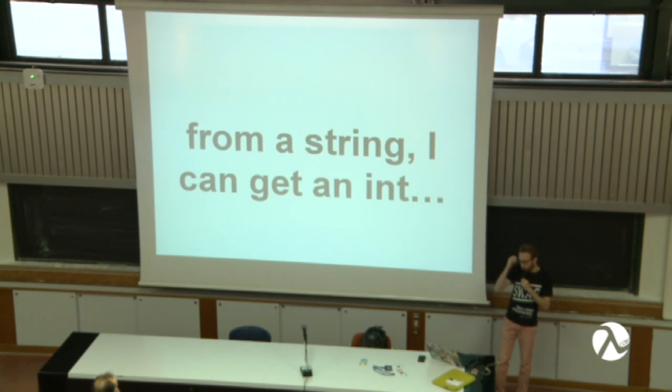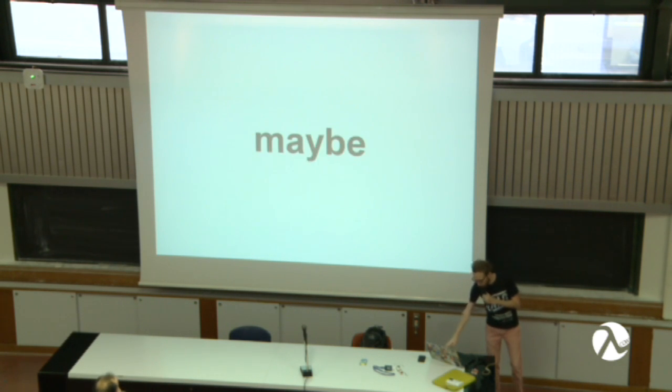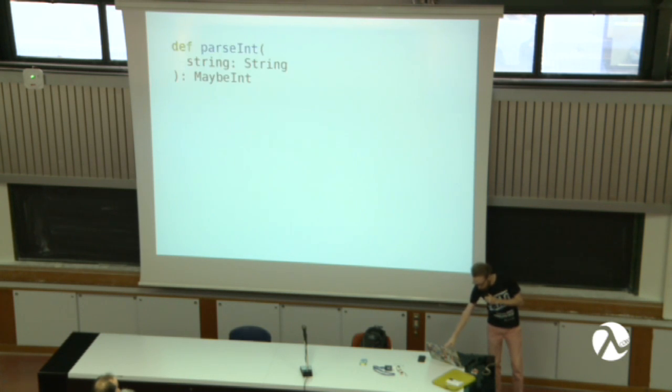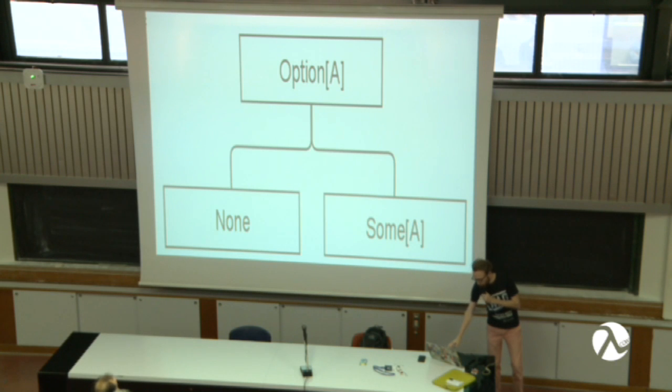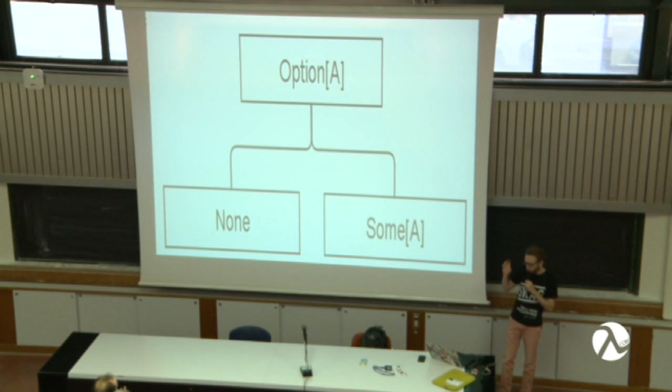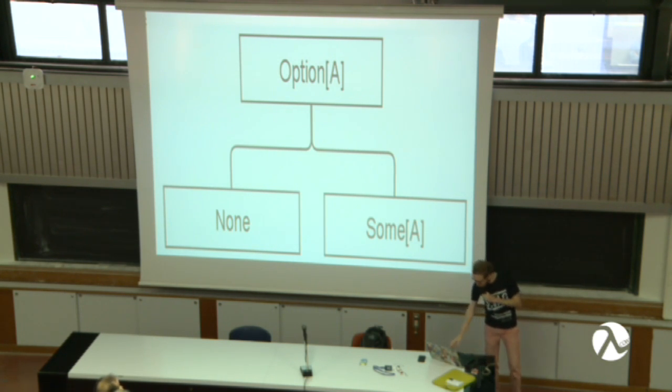The other thing: from a string, I can parse an integer, maybe. If it's a series of digits, yes, I can parse an integer. If it's not, then I don't have anything meaningful. So we can define a method parseInt returning a maybe int. Structurally, we can abstract it into something called the option type. Either we don't have anything, or we have a value.